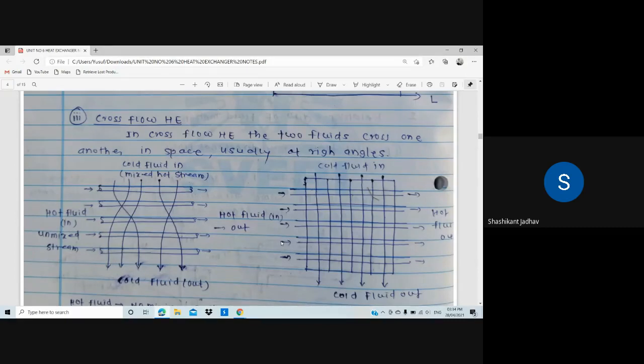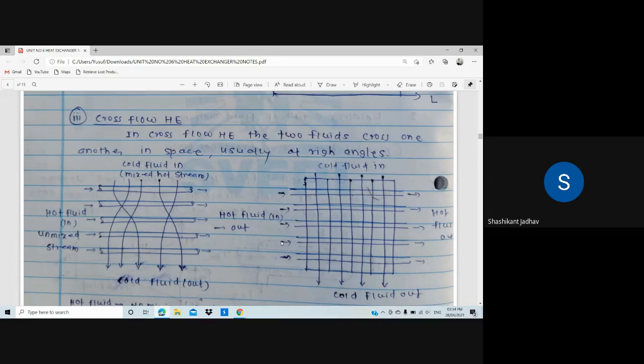Okay, so this is about the first classification of the heat exchanger according to the nature of heat exchange process. In that we have discussed the direct contact heat exchanger, then indirect contact heat exchanger, and in indirect contact heat exchanger we have discussed the two basic types, that is regenerator and recuperator. Okay, so this is the first classification.